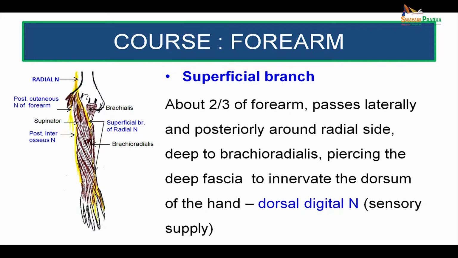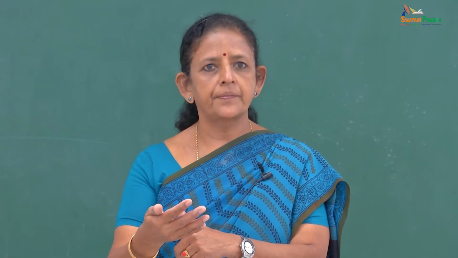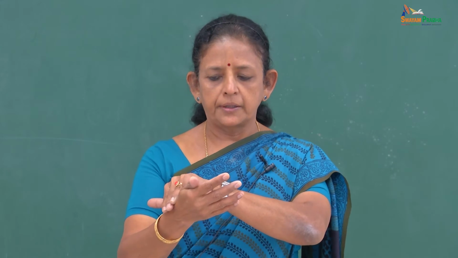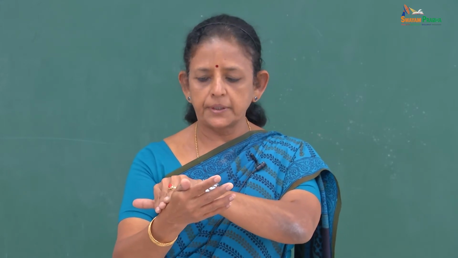So, the superficial branch, as it continues further forward, about 2/3 of the forearm, passes under cover of brachioradialis, and then under cover of the brachioradialis tendon, it passes laterally, posteriorly along the radial side, deep to the tendon, pierces the deep fascia and enters into the dorsum of the hand. There it supplies through the dorsal digital nerves. At this juncture, it is entirely a sensory supply.